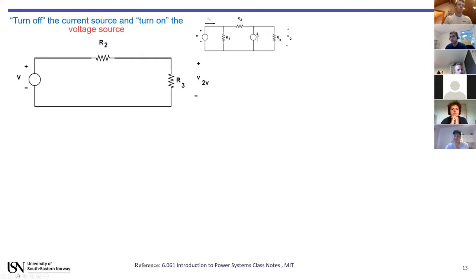We have to use the pen and remove this line totally. So the final system will be this one. Do you agree? This circuit will be the result of removing the current source. Is it correct or not?